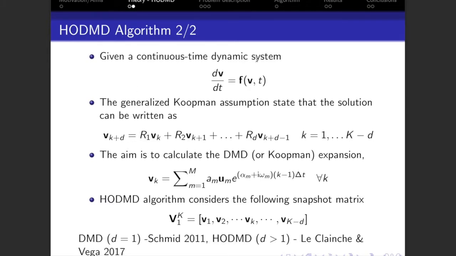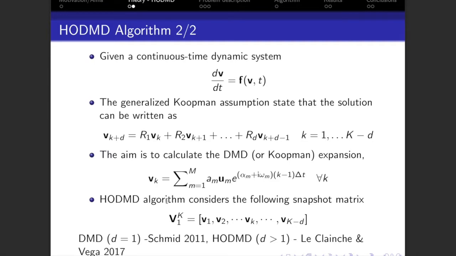Given a continuous-time dynamic system like this, the generalized Fourier assumption states that the solution can be written as follows, where v_k are J-dimensional snapshots equidistant in time with time interval delta t, and the R_k are linear operators. The aim is to calculate the DMD Fourier expansion given by the following expressions, where B_n are the modes, A_n the corresponding amplitudes, and alpha_n and omega_n their temporal growth rate and frequency respectively.